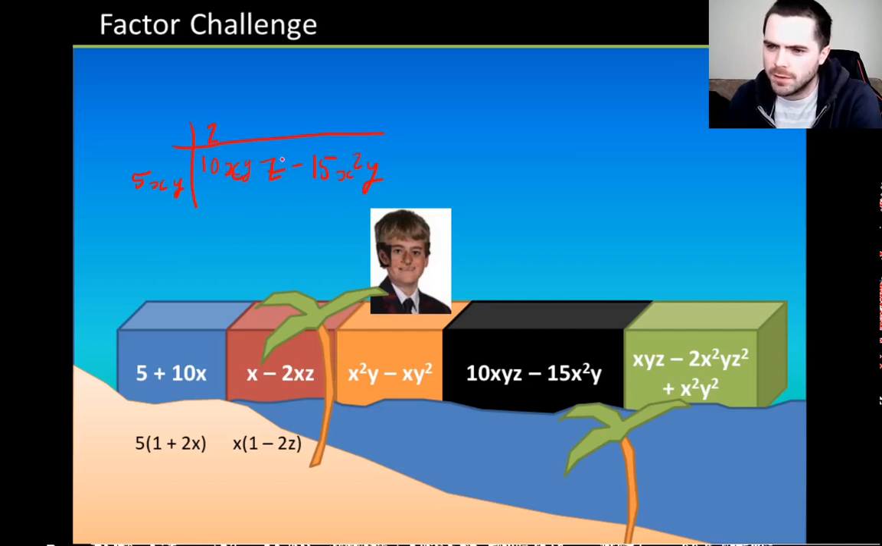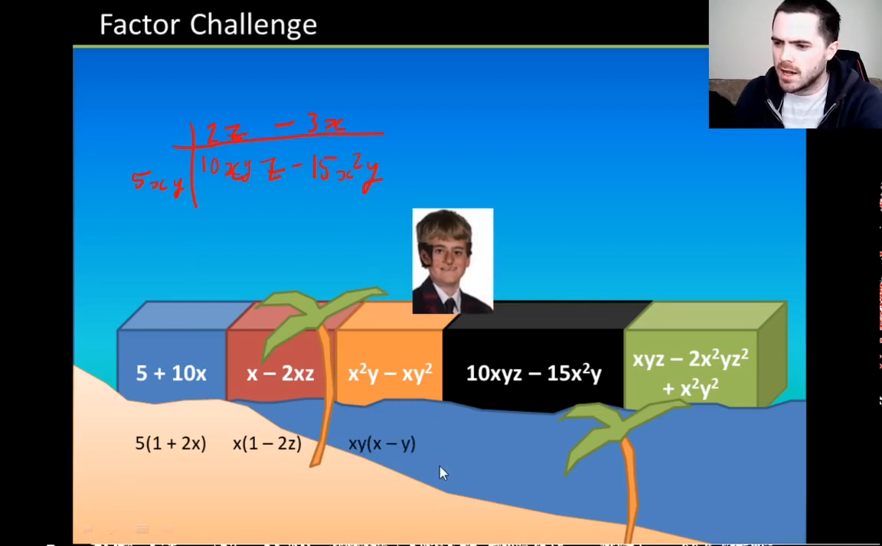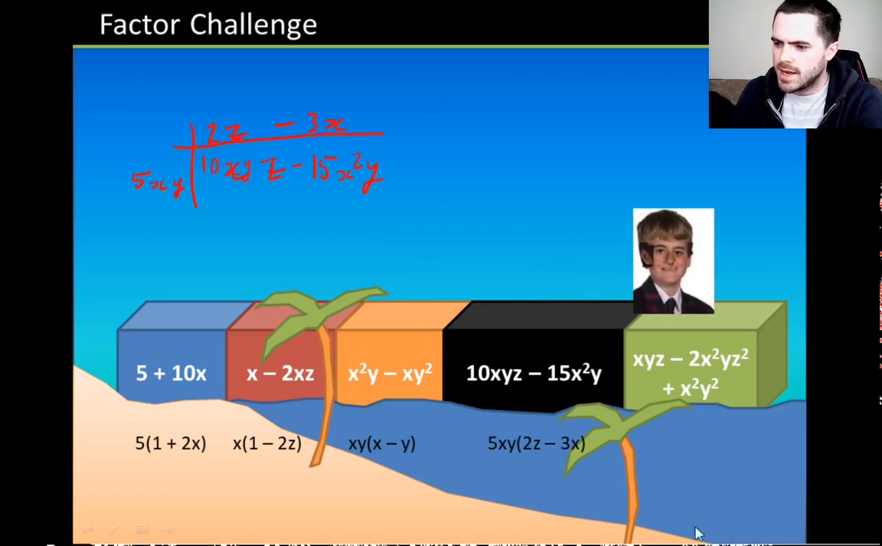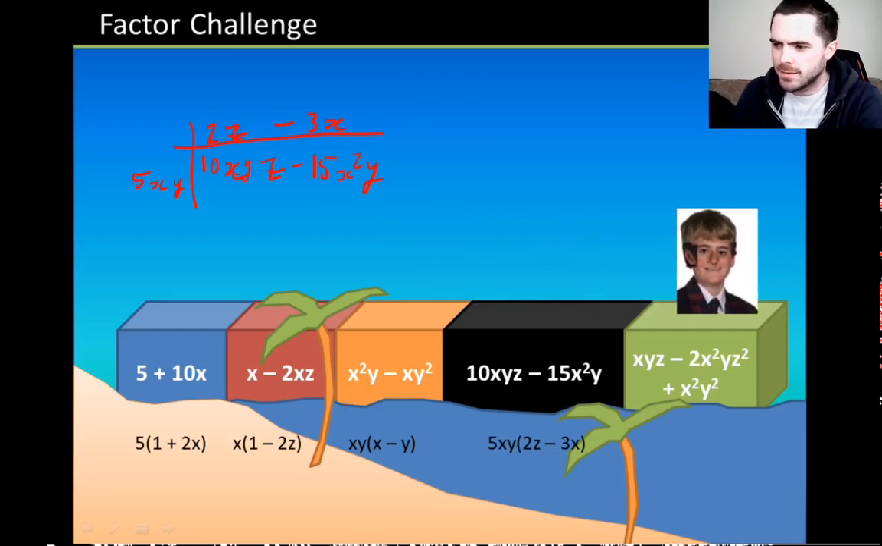I've already got my y accounted for. I don't have a z. There's a minus sign in the middle, so we'll keep that. 5 times by what would give me 15? That's 3. X times by another x would give us the x squared. And y we've already got, so we don't need to worry about that. Which means that in its factorised form, we should be looking at 5xy times 2z minus 3x. Right there.